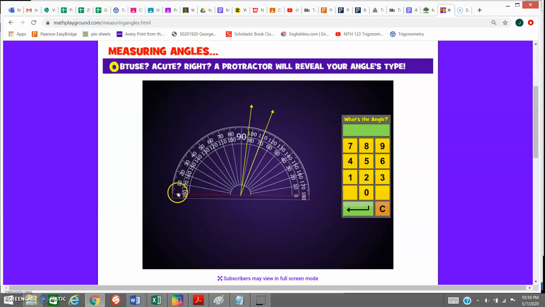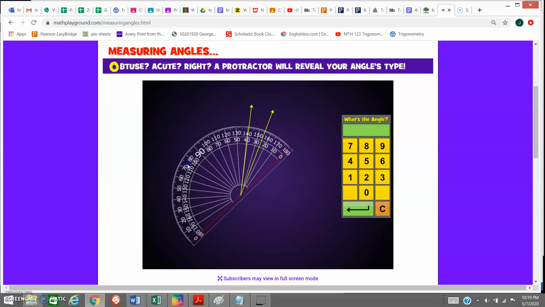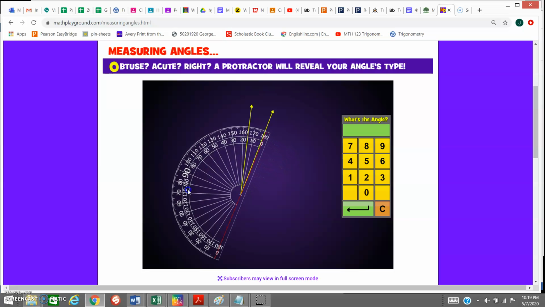You can measure starting over here at 0 and counting up, and it goes all the way around up to 180. Or you can start on the inside and count from 0 and go all the way over to 180 on this side. So these two rays form an angle, and we're going to measure that angle right now.